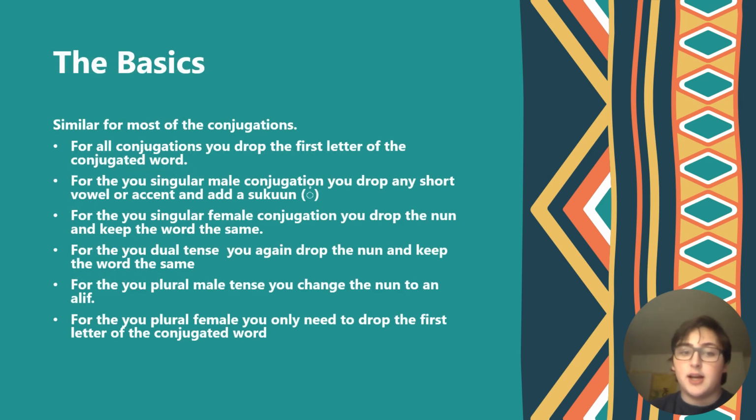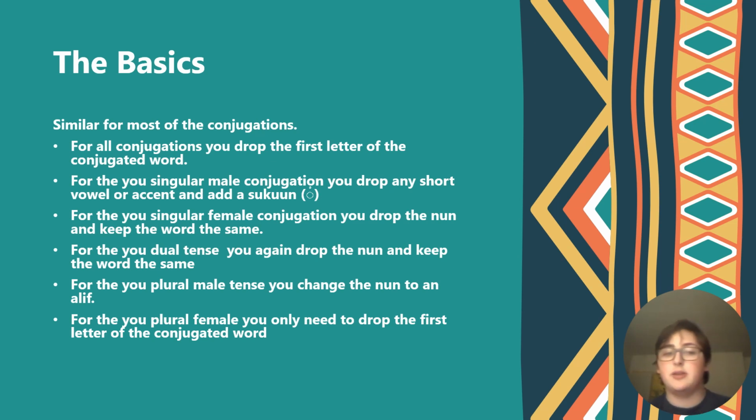So basically, to conjugate this, for all conjugated words, you're going to drop the first letter in some way, shape, or form. So for adros, if you were going to use that, you could say tadros, and you would cut off the ta at the beginning. And then for a singular male conjugation, you drop any short vowel or accent and add the sukun. You would add that just to the last letter of the word.